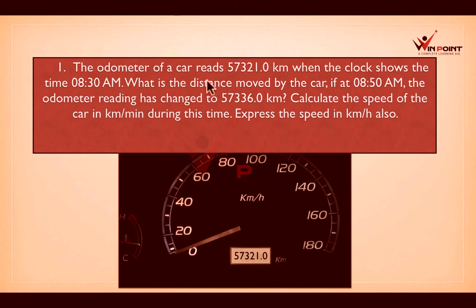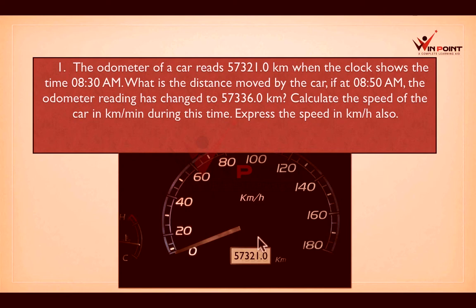The odometer of a car reads 57,321 km when the clock shows the time 8:30 am. What is the distance moved by the car if at 8:50 am the odometer reading has changed to 57,336 km? Calculate the speed of the car in km per minute during this time. Express the speed in km per hour also. What is the function of an odometer?